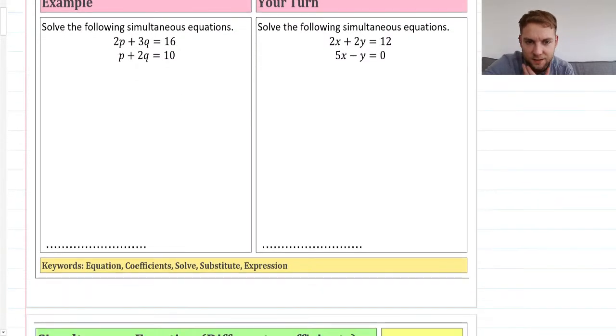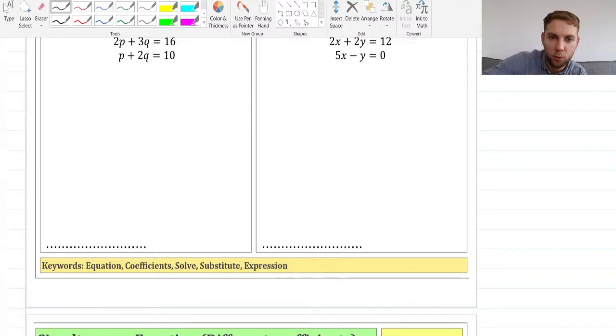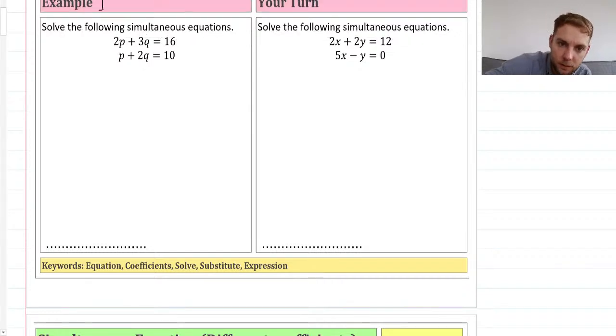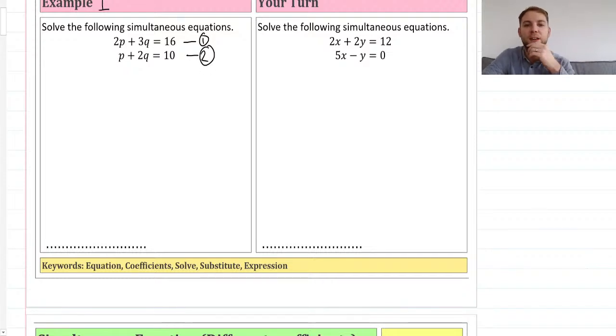Now we've got to notice that with this one here, the P's are the same and the Q's are the same. Okay, so usually we have either a P or a Q the same. So what we've got to think about is which of these can I multiply to make them the same? Out of 1 and 2, how can I multiply this to make either P or Q the same?